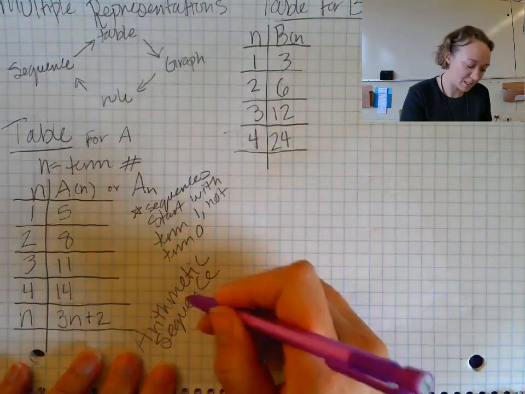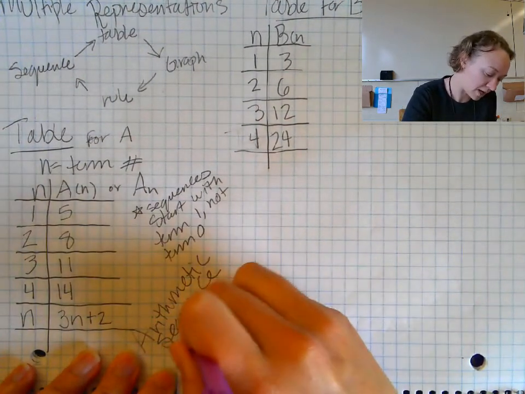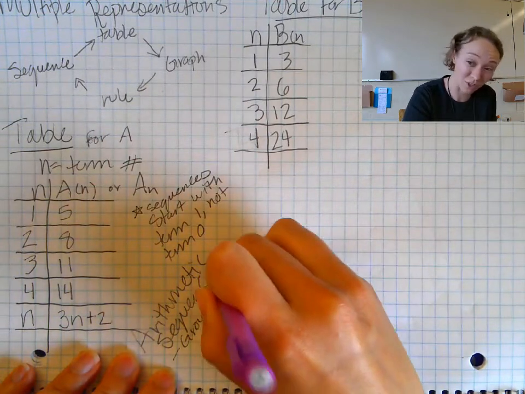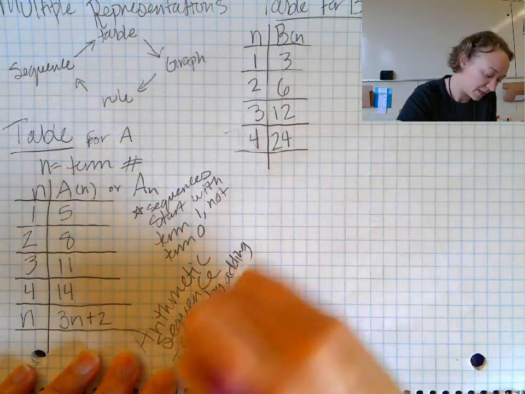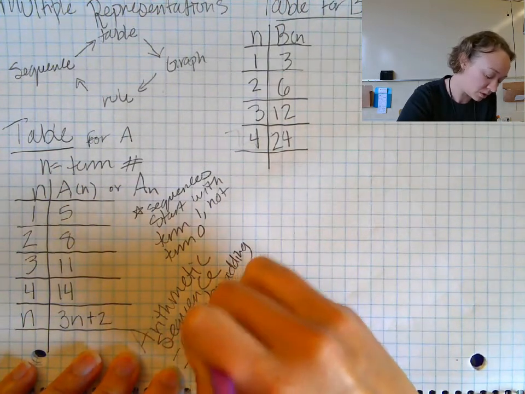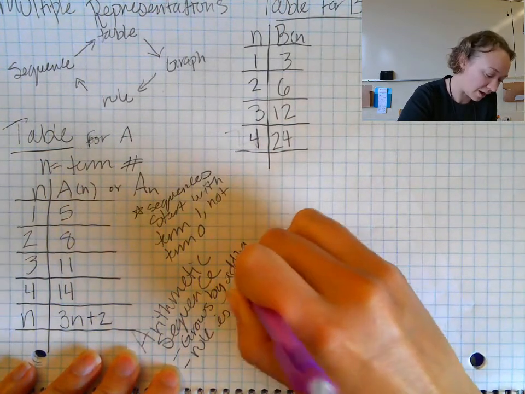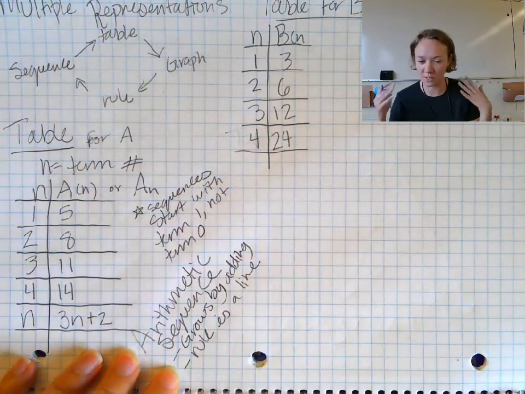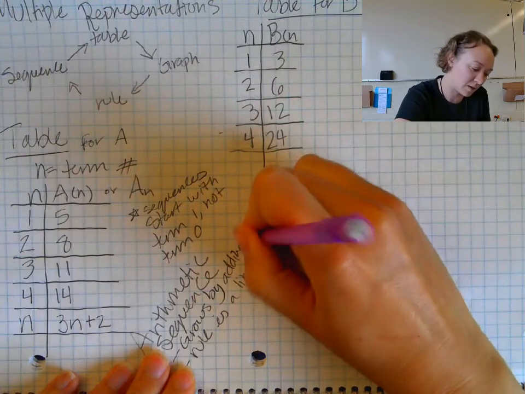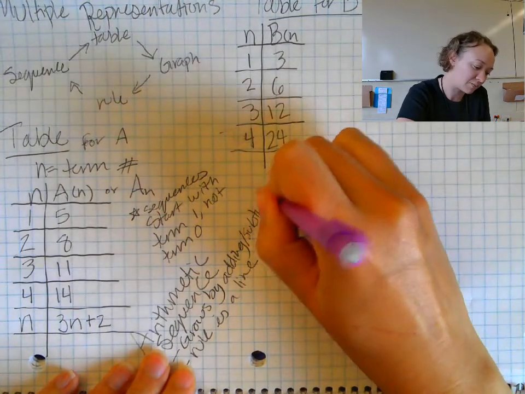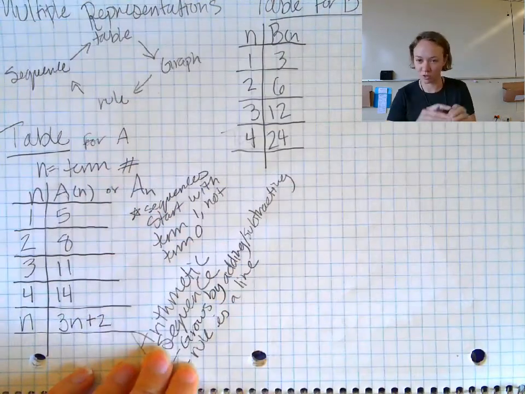Okay, so it's an arithmetic sequence, which means that it grows by adding. This is very important, make sure you write this down. Grows by adding, and the rule is a line. Those things should make sense that those go together, right? Growing through adding or subtracting, I should say, because they could be getting smaller too. And the rule is going to be linear.